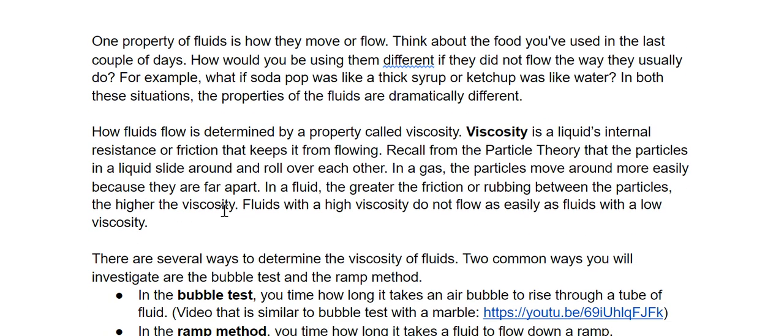Viscosity. One property of fluids is how they move or flow. Think about the fluids you've used in the last couple of days. I'm sorry, guys, that's a bad typo on the slide. How would you be using them differently if they did not flow the way they usually do? For example, what if soda pop was like a thick syrup or ketchup was like water? In both these situations, the properties of the fluids are dramatically different.